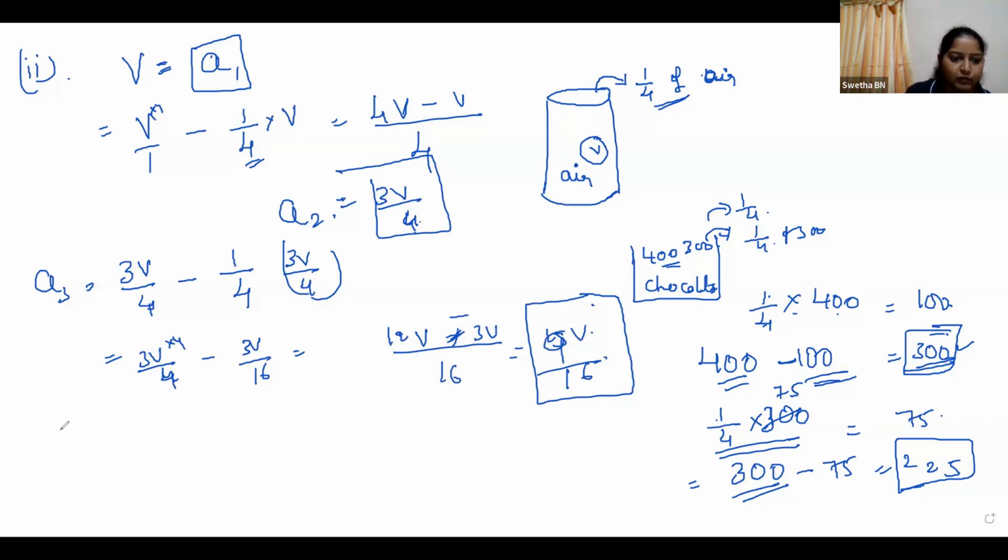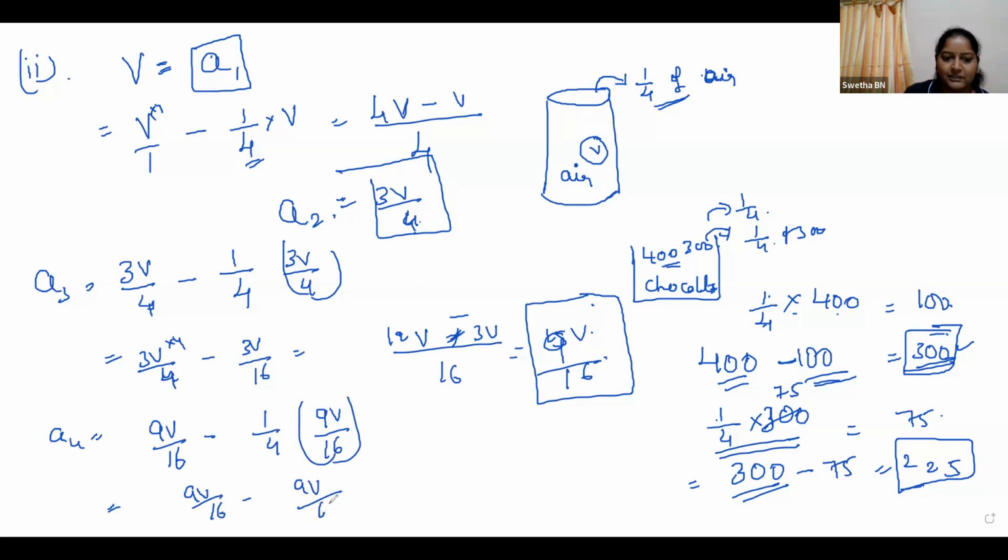So if you want to find A4, you can find, no problem. I will write directly. So I will write 9V by 16 minus, you have to remove 1/4 of that, right? 1/4 of 9V by 16. That is equal to 9V by 16 minus 9V by 64. That is equal to, 64 is the LCM, into 4, right? 36 minus 9, that is equal to 27 by 64V.